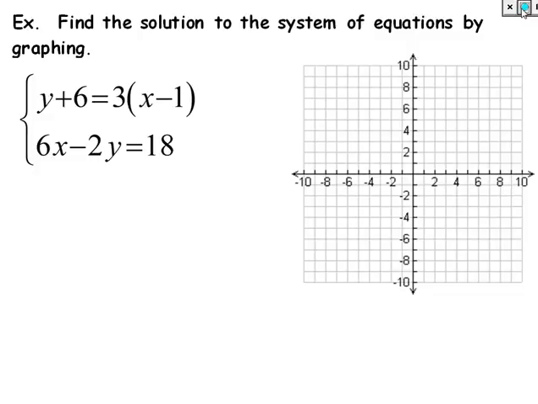So at this point, here's another example. Maybe pause the video and attempt to find the solution to this system. So pause the video at this time and give it a try.